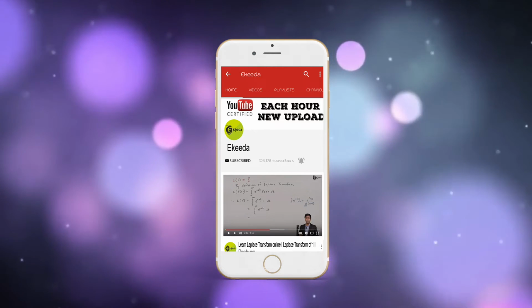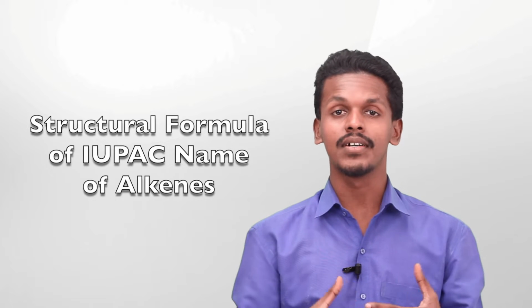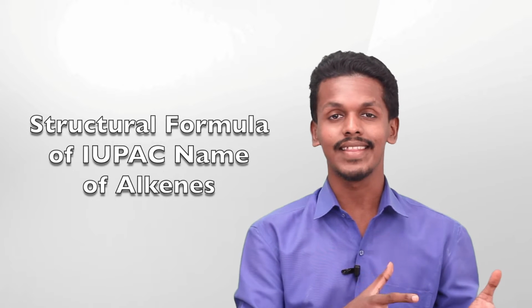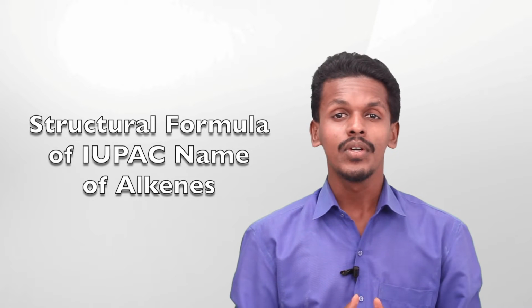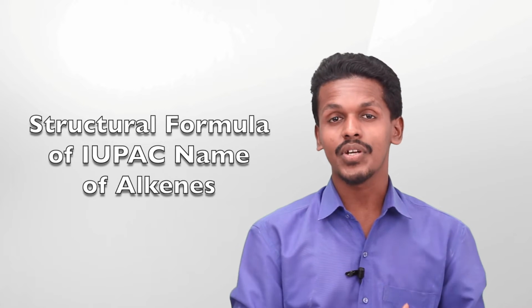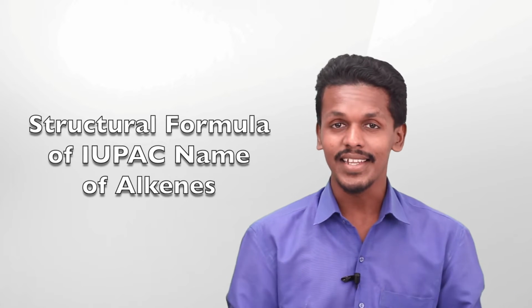Hello friends, in the last lecture we studied how to name the IUPAC nomenclature for an alkane that has been provided to us. So now we are going to draw the structural formula from the IUPAC name that has been provided for an alkene. So let us see how we can draw that.